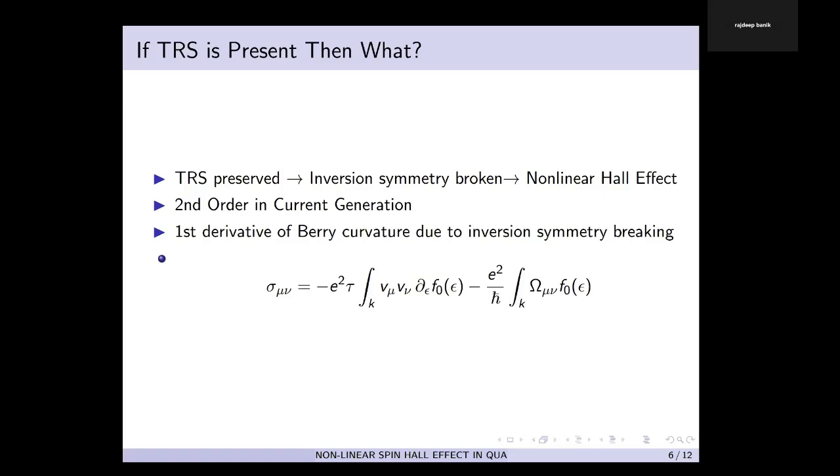Here I introduced sigma mu nu, which is the linear conductivity term. The first term is coming from the band velocity, and the second term is coming because of the contribution of the non-zero Berry curvature dipole, non-zero Berry curvature.